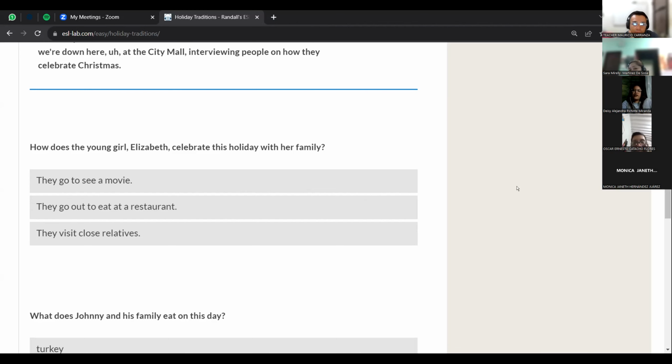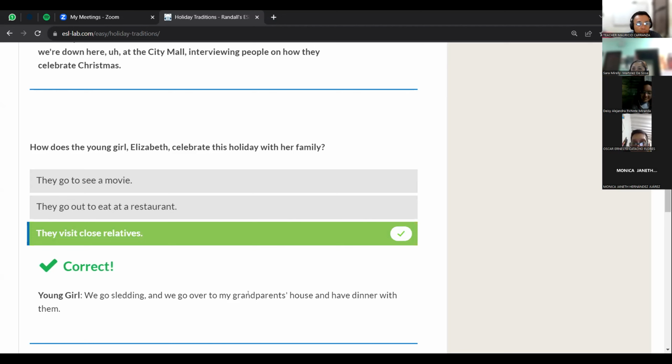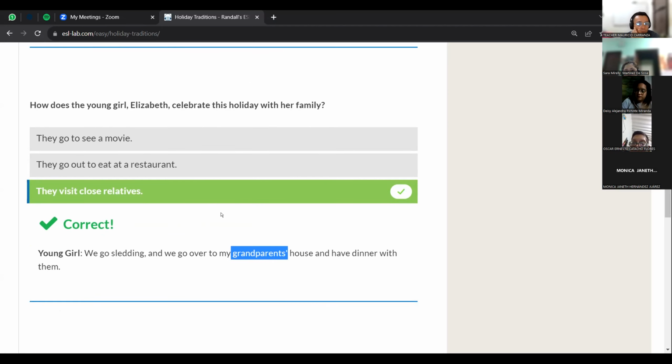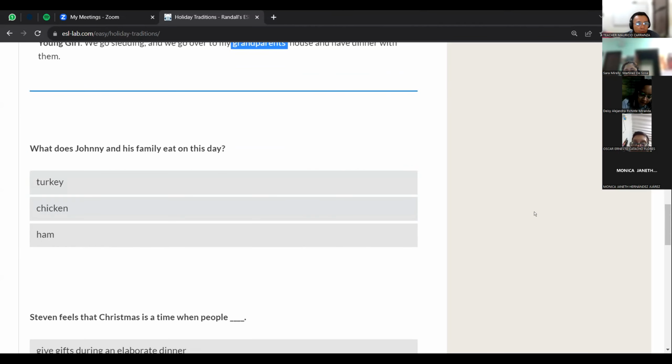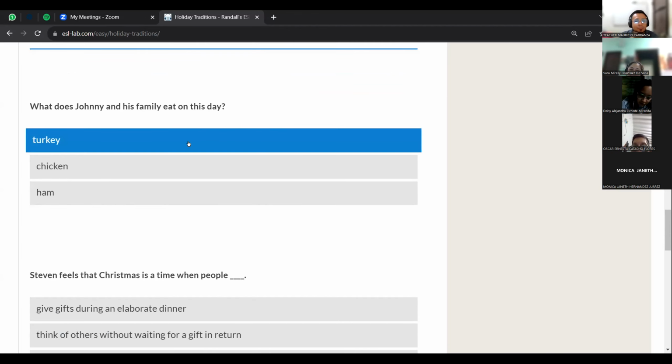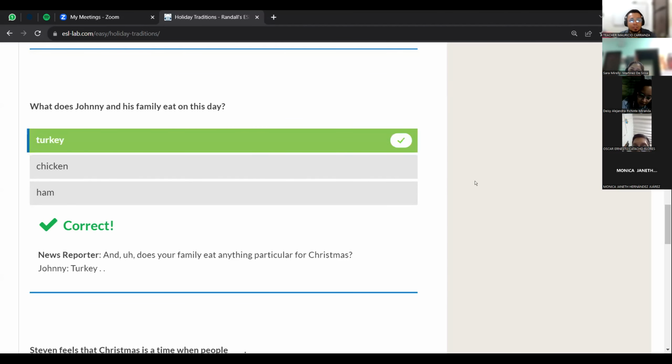They visit close relatives. Let's go with that one because they say grandparents, right? Obviously, when we talk about close relatives, we're talking about your grandparents, your aunt, your uncle, cousins, right? So that's why. Number 3, what does Johnny and his family eat? I think this one was the easiest. Letter A. Turkey. Yeah, that was easy, right?